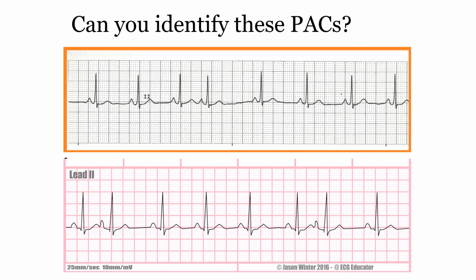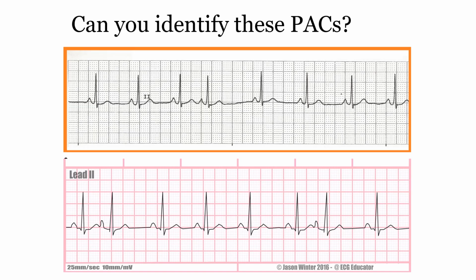Can you identify the PACs in these strips? I'm going to let you take a look. We have 2 different strips here. Again, we can look at the strips and try to measure out and look at what the pattern is. This is kind of like identifying a pattern. What's not right in this pattern?